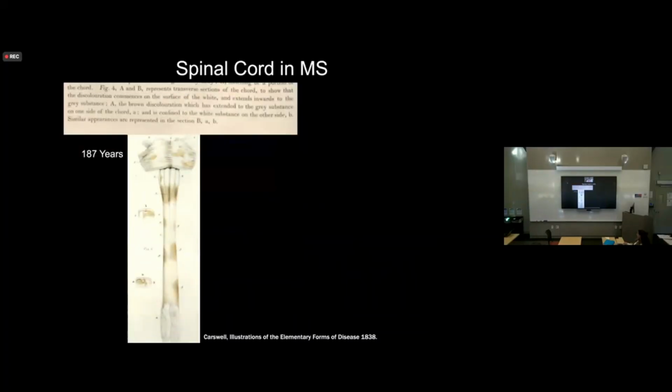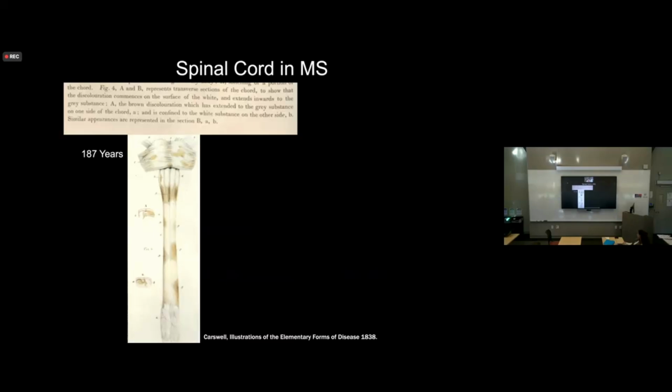But if we go back to this same Carswell illustration again, 1838, so 187 years ago, this was commented on in this particular drawing. It says it represents the transverse section, so A and B over here on the left, the transverse section of the cord, spelled with an H, we don't do that much anymore, to show that the discoloration commences on the surface of the white and extends inward into the gray substance. And this was one of the first discussions of how the spinal cord is damaged in diseases like multiple sclerosis.